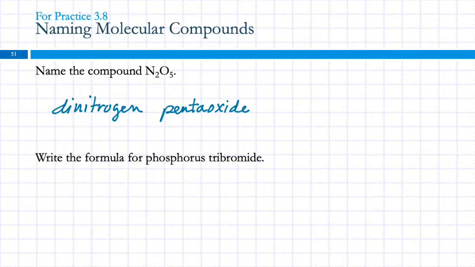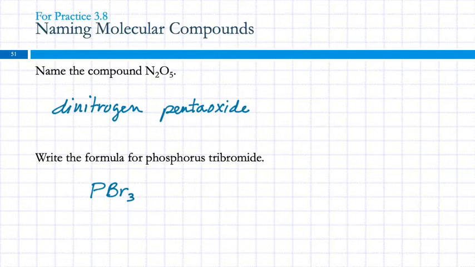Write the formula for phosphorus tribromide. What's the symbol for phosphorus? P. How many phosphorus atoms are there? Just one, because it doesn't say anything else. Tribromide means 3 bromines, so Br3. Any questions?